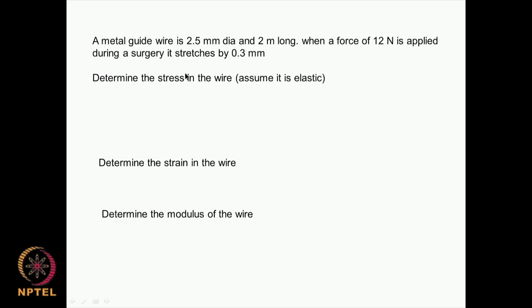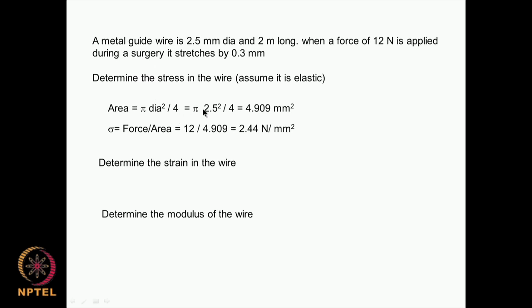Okay, stress, how do you calculate? Stress is nothing but force by area. Force is given as 12 Newton, diameter is given here. So, area is pi d square by 4, you must have studied in your school long time back. So, area is equal to pi into 2.5 square by 4, that comes to 4.9 millimeter square, force is 12 divided by 4.9. So, you get sigma, that is the stress, 2.44 Newton per millimeter square.